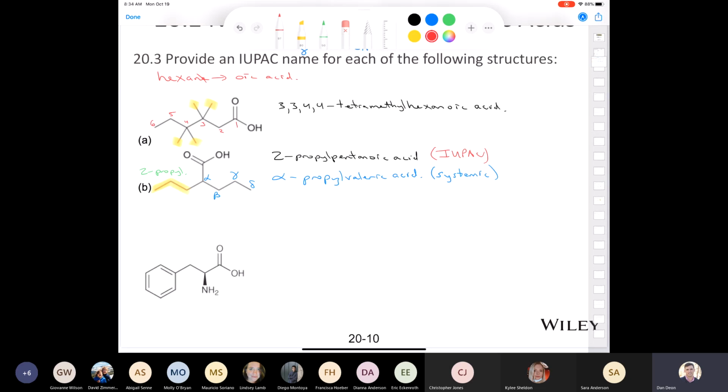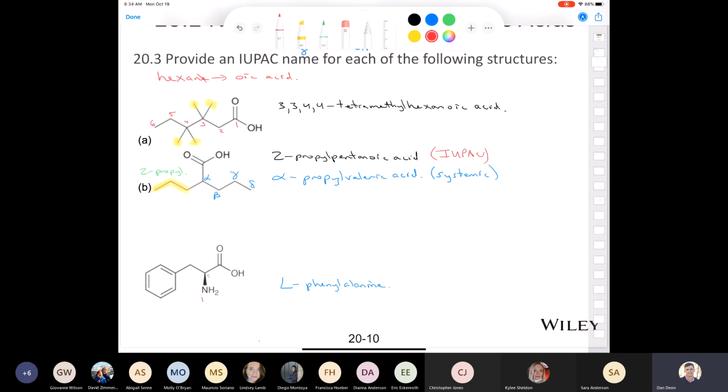Sean says it's an amino acid. Exactly. It is an amino acid. In fact, this amino acid has a common name, which you'll have to learn if you take biochemistry. So this is L-phenylalanine. Phenylalanine, like that. Okay, but the IUPAC name, we're going to have to assign the stereochemistry.